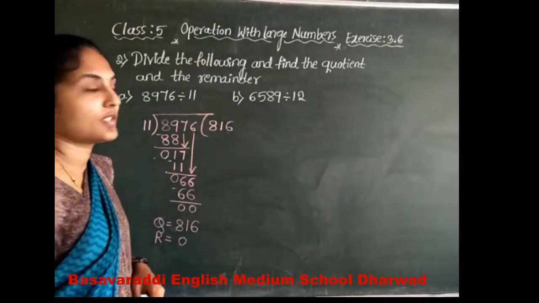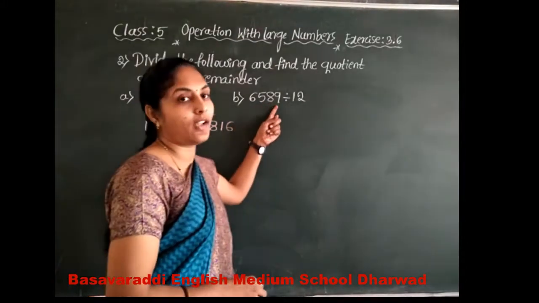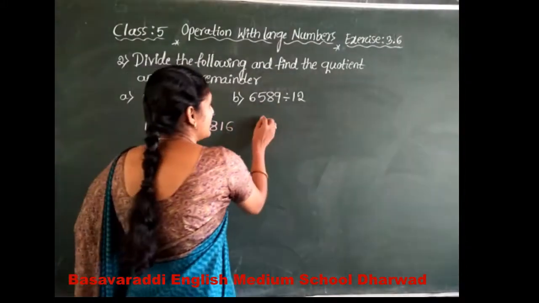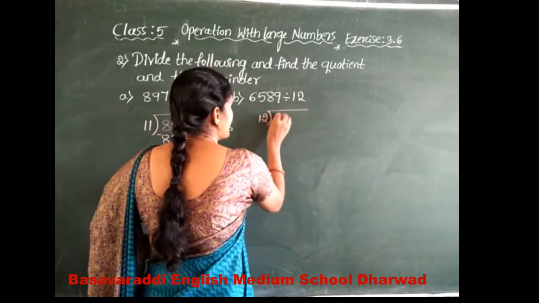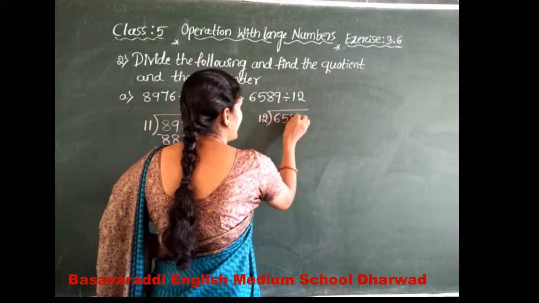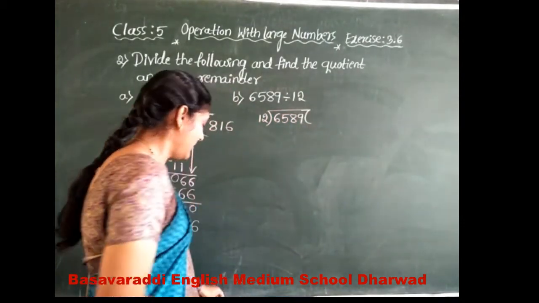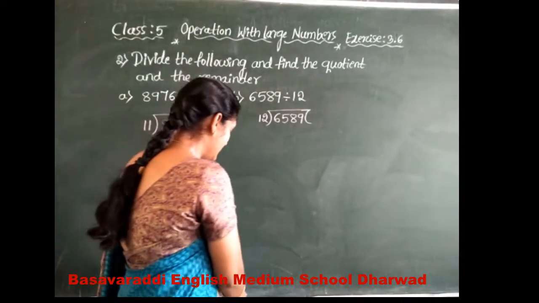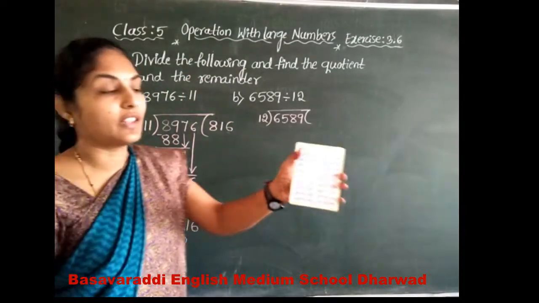Next, go to the second one: is 6589 divisible by 12? Write 12 in the divisor part and 6589 in the dividend part. We have the 12 table.